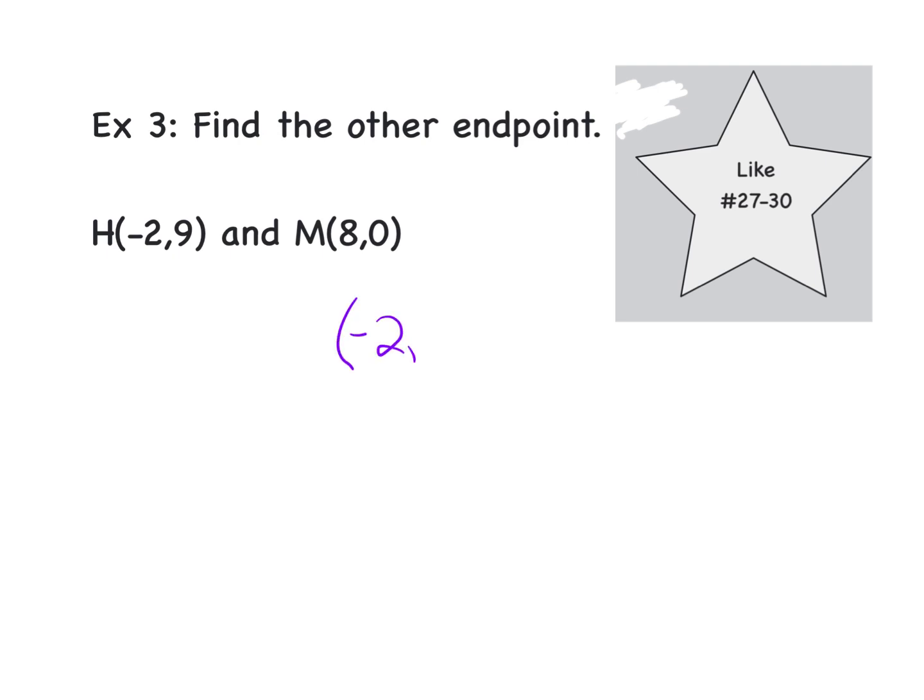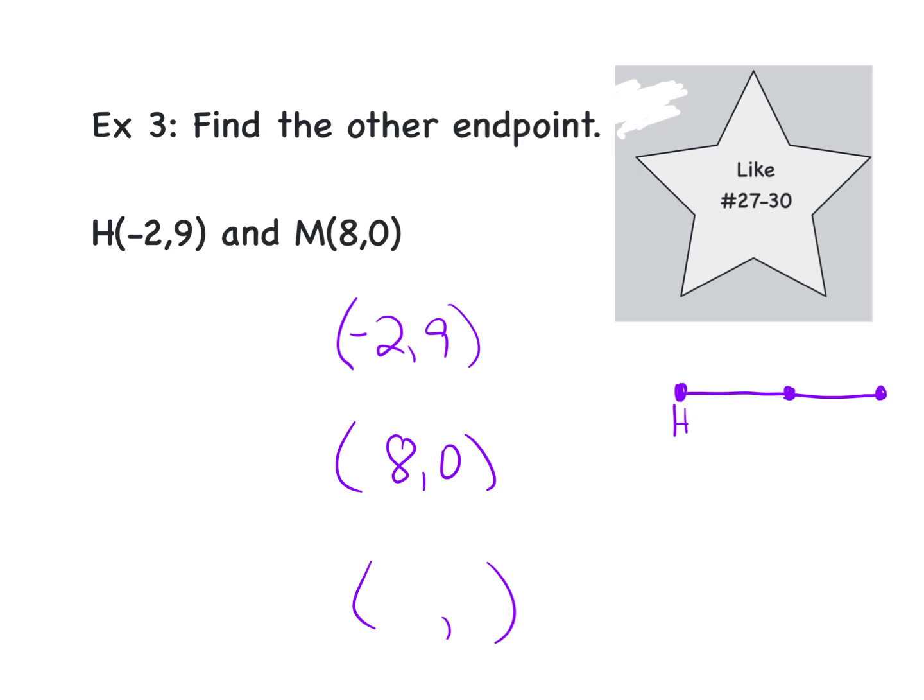I have -2, 9. That's one of my endpoints. Then my midpoint is 8, 0, and I need to find where the other side of it is. So basically, it's like if I had this segment, and it was H on one side and M on the other, and I need to find what this other coordinate point is on the other side of it, okay? They gave me an endpoint, which was H, and the midpoint, which was M. Now I need to find this missing point over here. Okay? So we stack them.